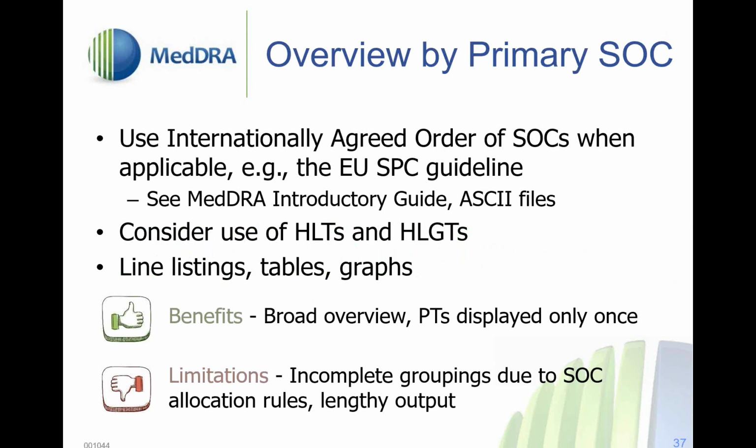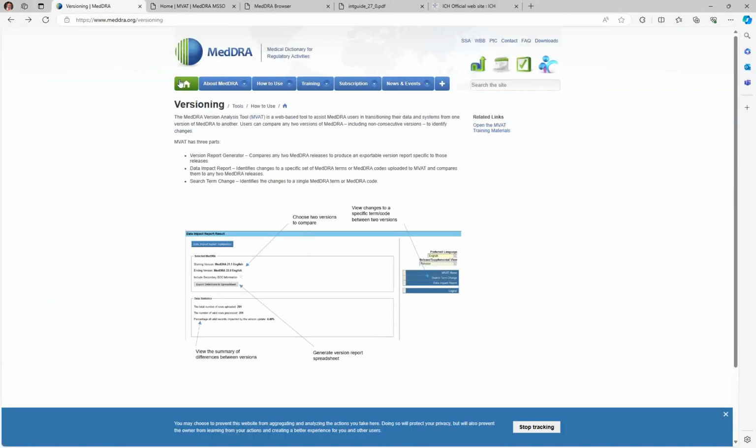Now, it's important that if you're working with different partners, especially partners in different areas of the world who have maybe a different primary language, to discuss with them which order of SOCs you are using when you're preparing the data for presentation. Some guidelines actually do use the internationally agreed order of SOCs, like, for example, under the EU Summary of Product Characteristics. And this international order is available on one of our documents. So let me show you where.